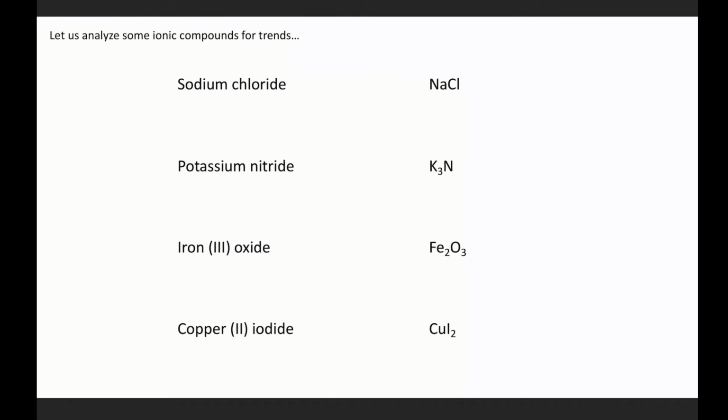So first what we're going to do is look at some ionic compound names and formulas to pick up on some trends. If we just pay attention to the naming system that we see, then applying it becomes a little bit easier. So if we look here, we have 4 different ionic compounds.